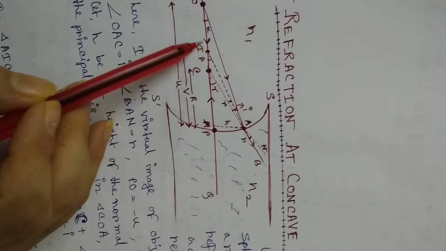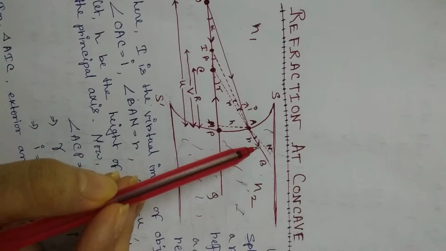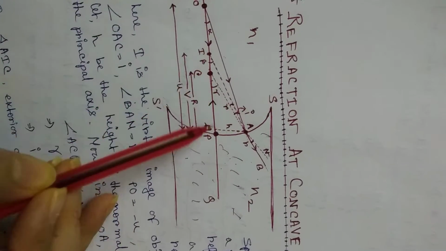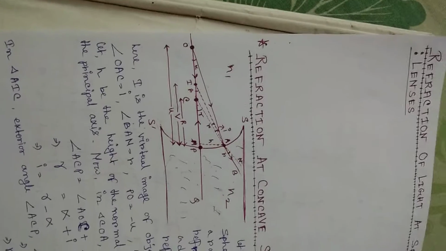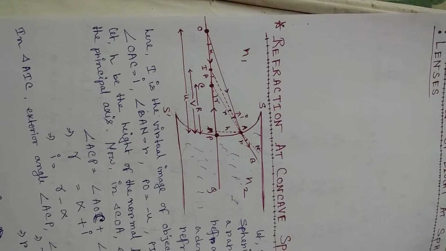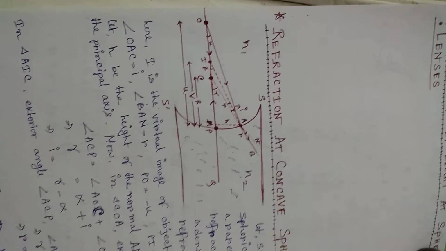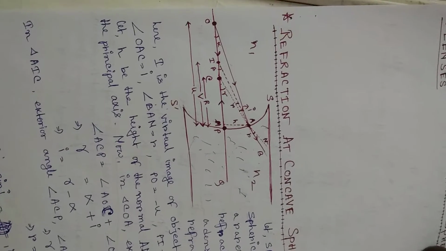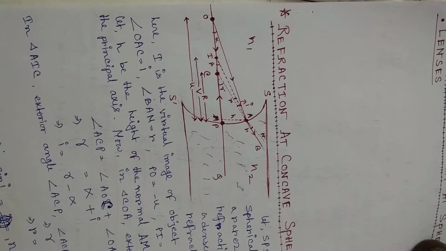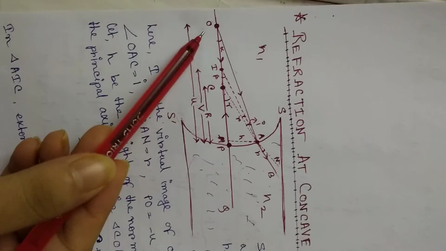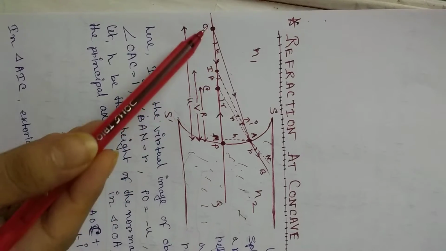Two reflected rays. Which one? This reflected ray and this reflected ray meet at point I. That means these two reflected rays meet at point I. That means point I indicates the virtual image of point O. Okay, so this is the virtual image of point O.